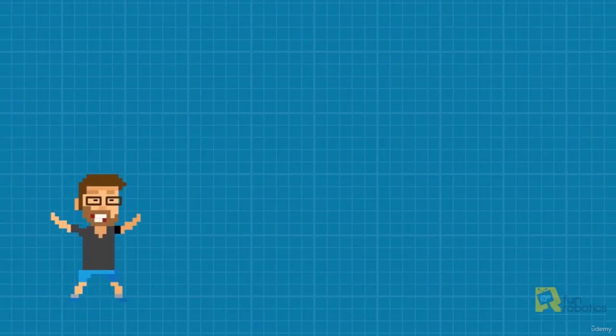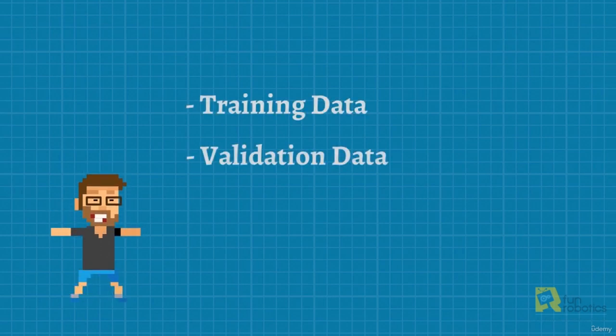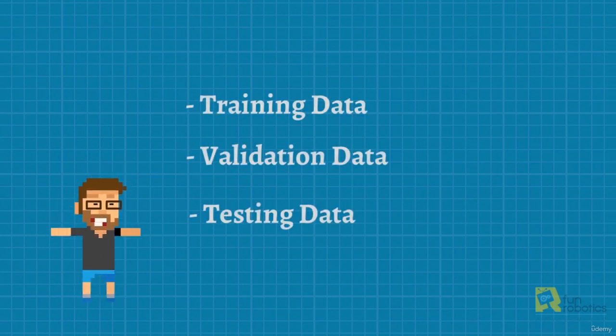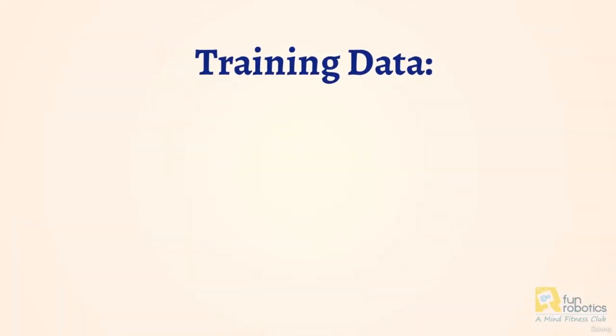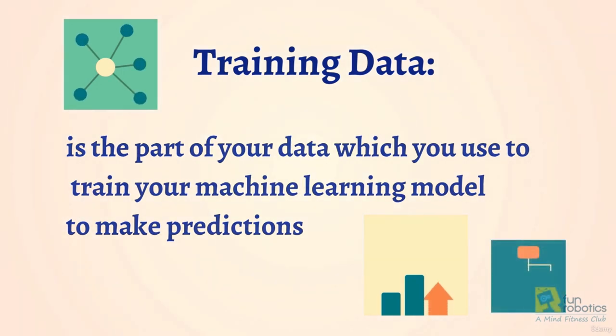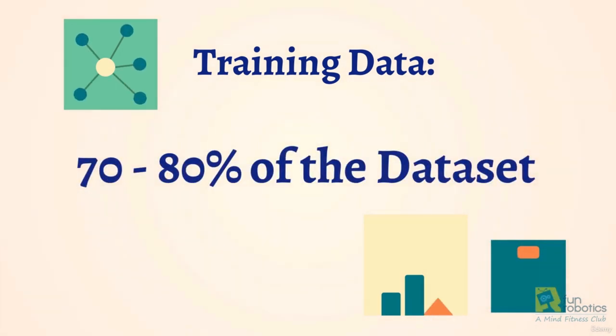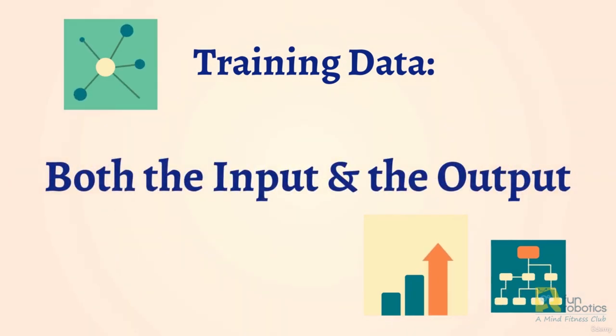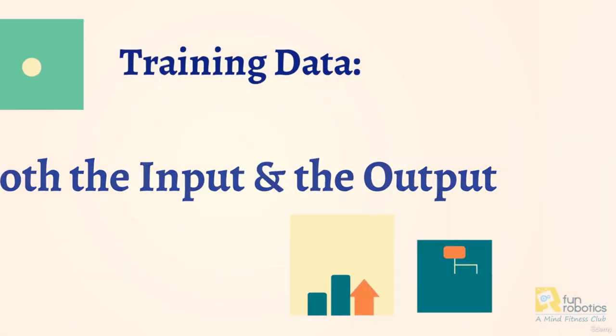Datasets in machine learning projects are split into three categories: training data, validation data, and testing data. Training data is the part of your data which you use to train your machine learning model to make predictions. Usually, it consists of 70% to 80% of your whole dataset. When providing the model with training data, we give it both the inputs and their corresponding outputs to learn from.